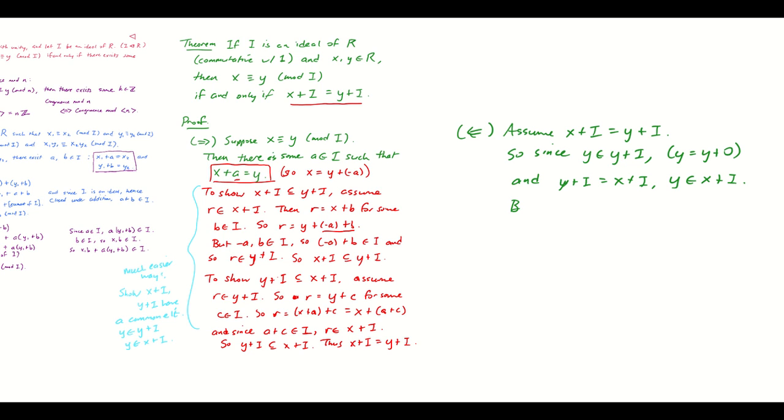But because y belongs to x plus I, we have y equals x plus a for some a in the ideal. And look at that. That's exactly what it means to say that x and y are congruent. So x and y are congruent mod I, and I think we're done.